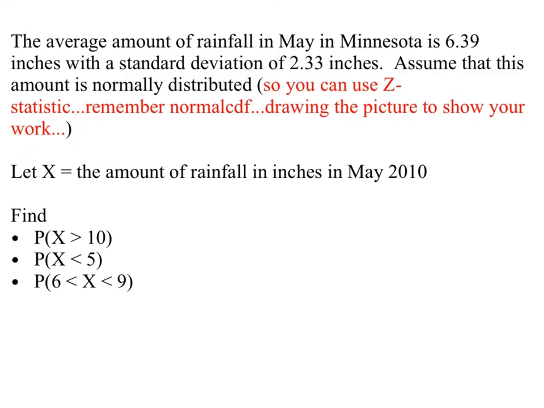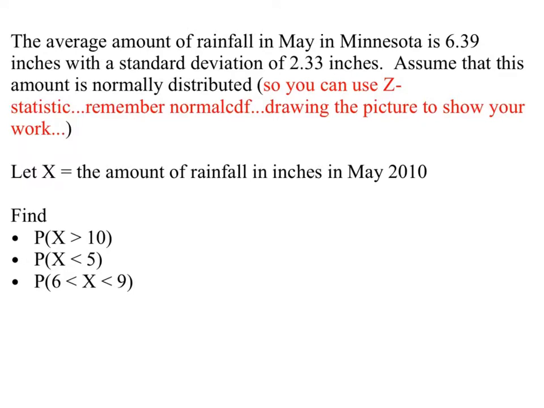In this video, I want to begin talking about random variables. Okay, so this is a bit of a review, but it'll lead us into a random variable discussion. The average amount of rainfall in May in Minnesota is 6.39 inches with a standard deviation of 2.33 inches. Assume this amount is normally distributed.